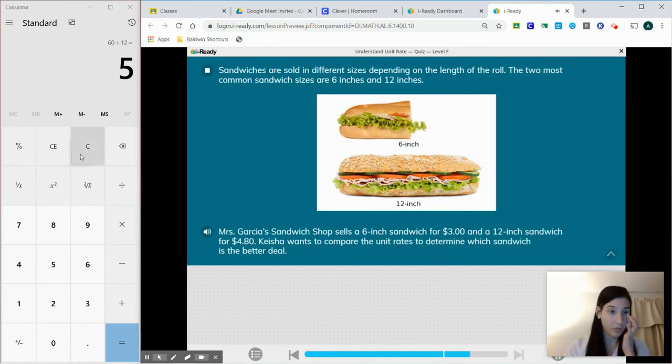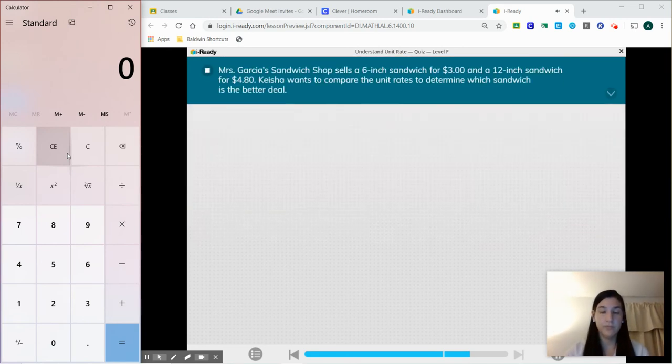Sandwiches are sold in different sizes depending on the length of the roll. The 2 most common sandwich sizes are 6 inches and 12 inches. Mrs. Garcia's sandwich shop sells a 6-inch sandwich for $3 and a 12-inch sandwich for $4.80. Keisha wants to compare the unit rates to determine which sandwich is the better deal.